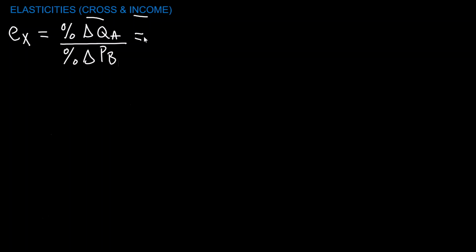Without the percentages, we can write this formula as the change in quantity for the apples over the change in the price for bananas. We multiply by the original price of bananas, we divide by the original quantity of apples. So, like I said, I prefer using this formula, but you will use the formula that you are comfortable with.